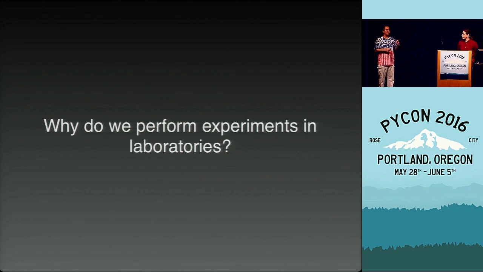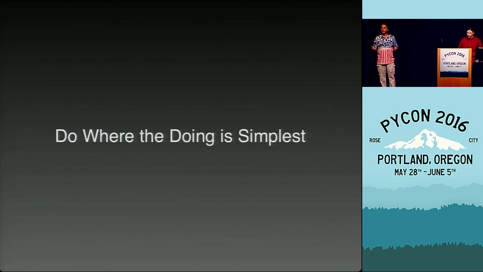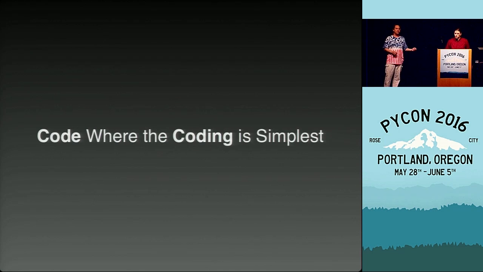Similarly, if we're working with a delicate mechanical creation process, manufacturing process, we'll do that in a clean room to screen out contaminants. And the principle from the physical world here is to do where the doing is simplest, possibly in some artificially simplified environment that had some cost associated with construction with it, but to screen out background interference, to screen out contamination. We can take that into software by saying, code where the coding is simplest. That seems pretty great. Let's try to apply it.